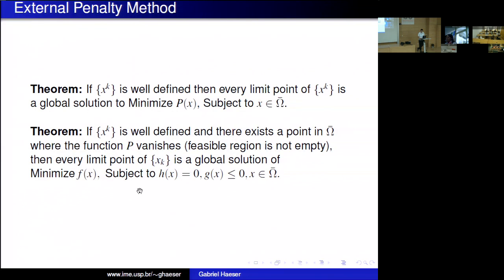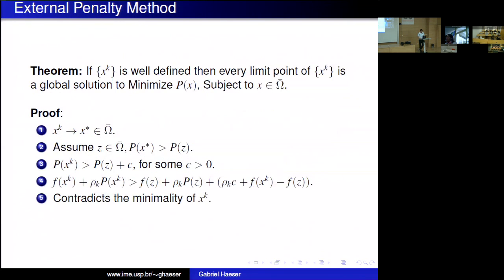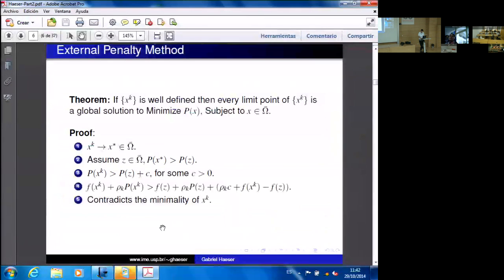Okay, so let's start with the first one. We are assuming that this sequence is well defined, and then we have to prove something about every limit point of this sequence. So we will take one limit point, let's call it x star. Okay, so maybe I should write it down.